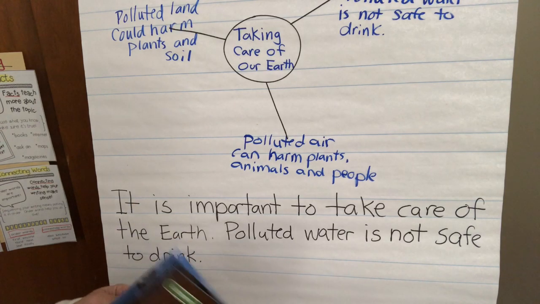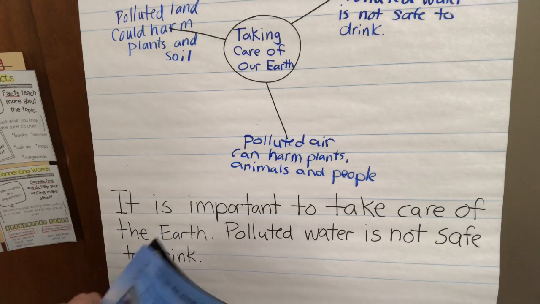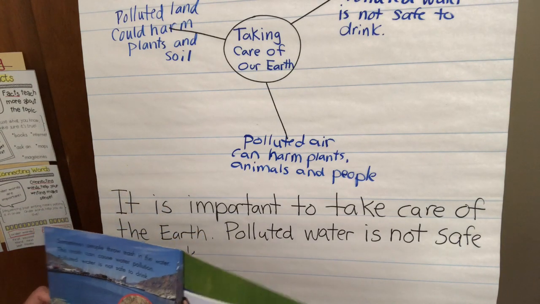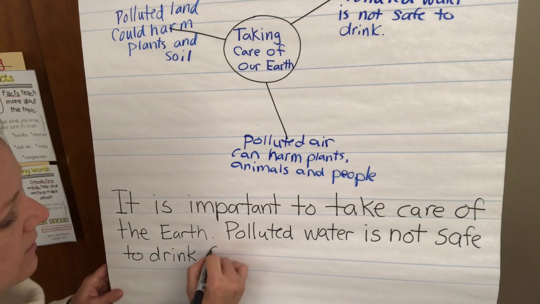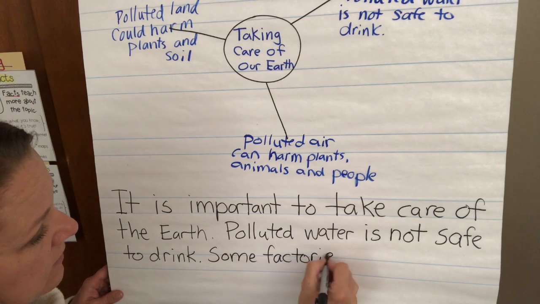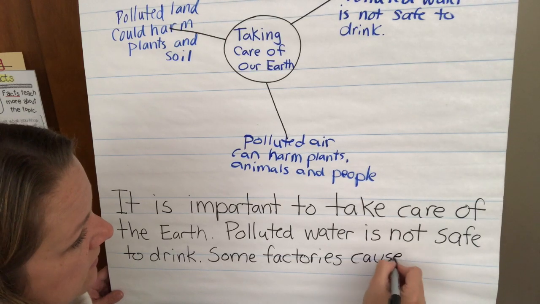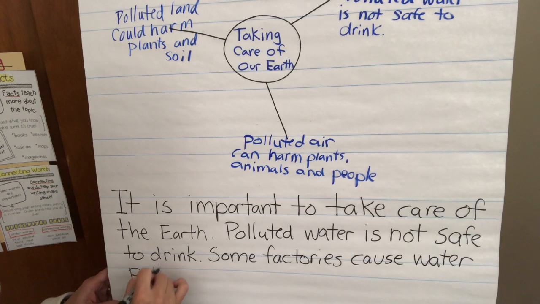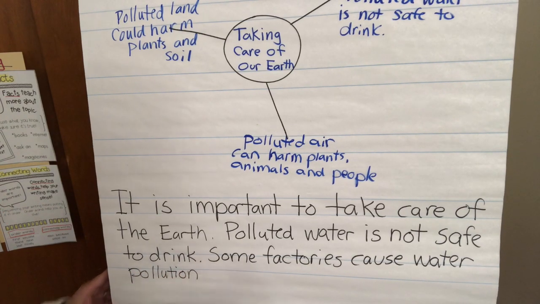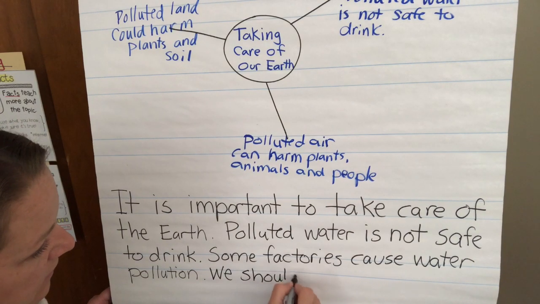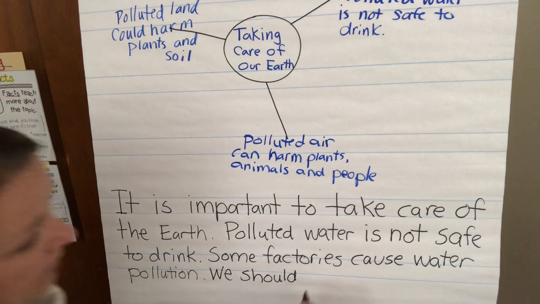And now I remember back in the text there was an example of dirty water. Some factories cause water pollution. But I want to add on to that. We should keep trash out of the water.